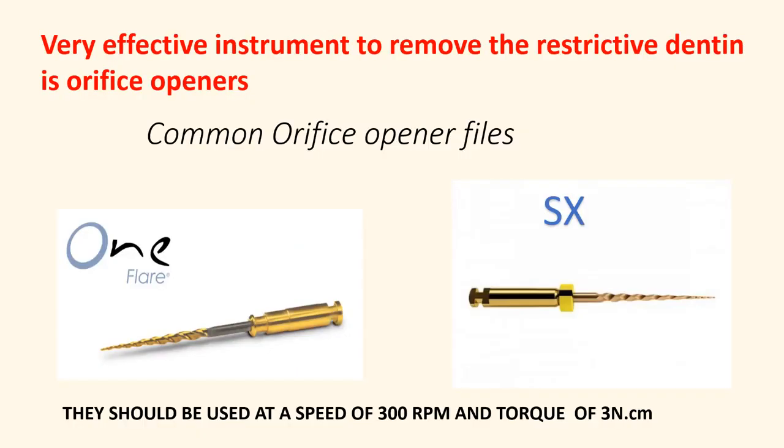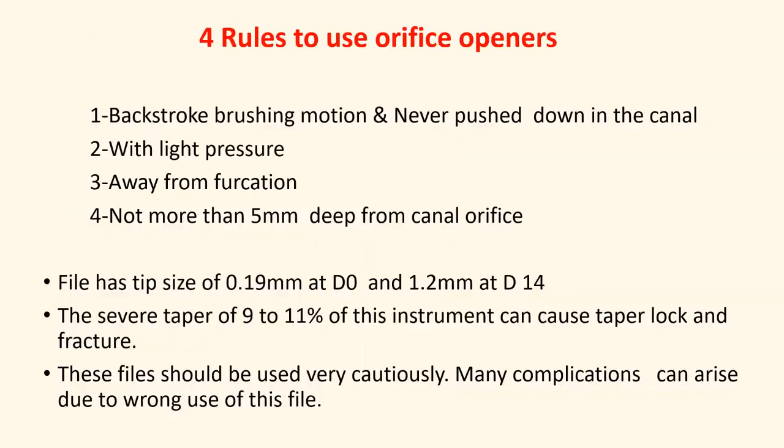A very effective instrument to remove the restrictive dentin is orifice openers. These are the common orifice openers, 1 flare and SX. They should be used at a speed of 300 rpm and torque of 3 Newton centimeter. These are the 4 rules to use these orifice openers.